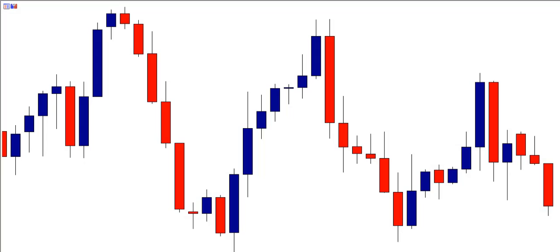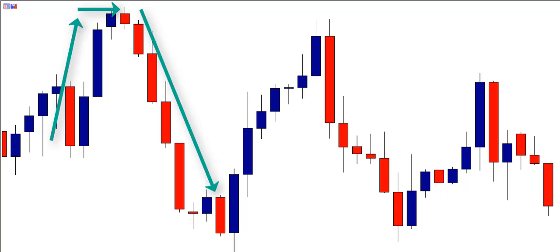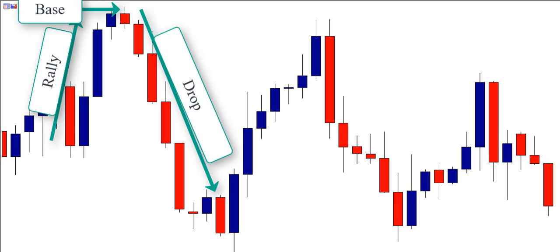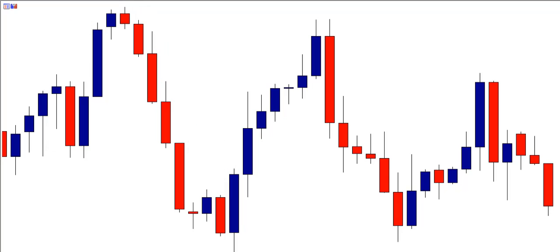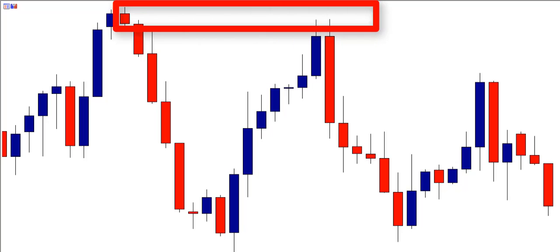This is the US dollar, Canadian dollar 4-hour chart. This is a rally, base, drop supply zone. The basing candle is this doji candlestick. So to draw the zone, you draw the proximal line at the lower shadow and the distal line at the upper shadow to get this potential supply zone.